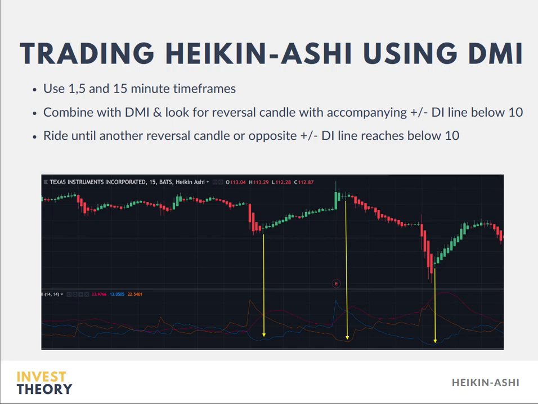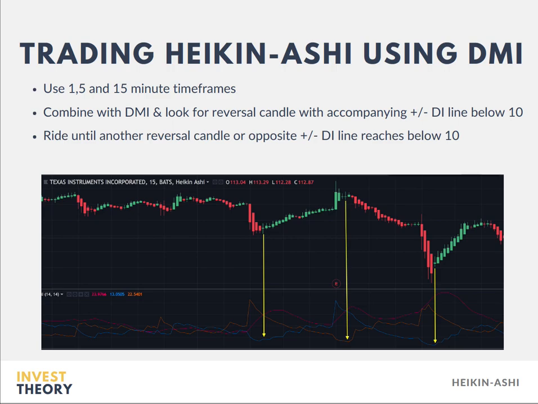You're going to want to look for a reversal candle with an accompanying plus or minus DI line below 10. So when we're looking at this right here, the blue line is the plus DI line. When that line is below 10, you're going to see a potential bullish reversal that's going to happen. Now the orange line is the minus DI line. When this gets below 10, we're getting ready for a bearish reversal pattern to occur.